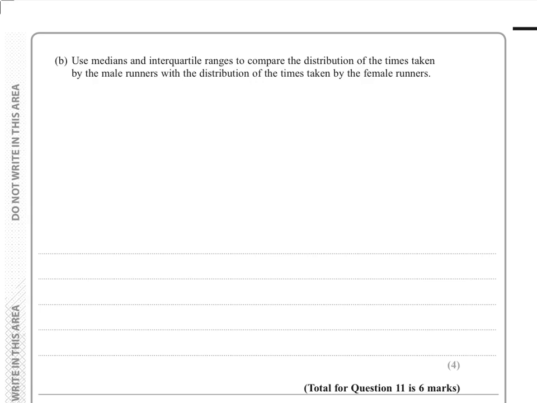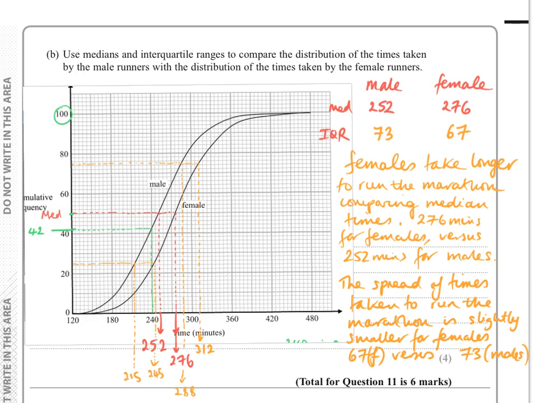It then says, use medians and interquartile ranges to compare the distribution of times taken by the male runners with the distribution of times taken by the female runners. Well, using these medians and interquartile ranges, I'm not going to go through this whole thing, I've already done this in advance because it would just take too long. I've tracked the medians for both and written those down, and I've done them in a table here as well for you so you can see them. And then I've gone to the 25 mark, which is the lower quartile, the 75 mark, which is the upper quartile, and then I've done that for males.